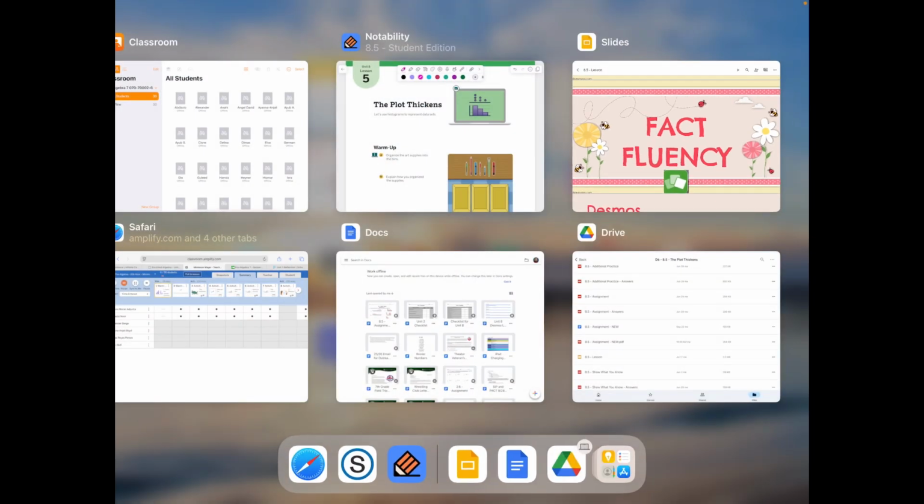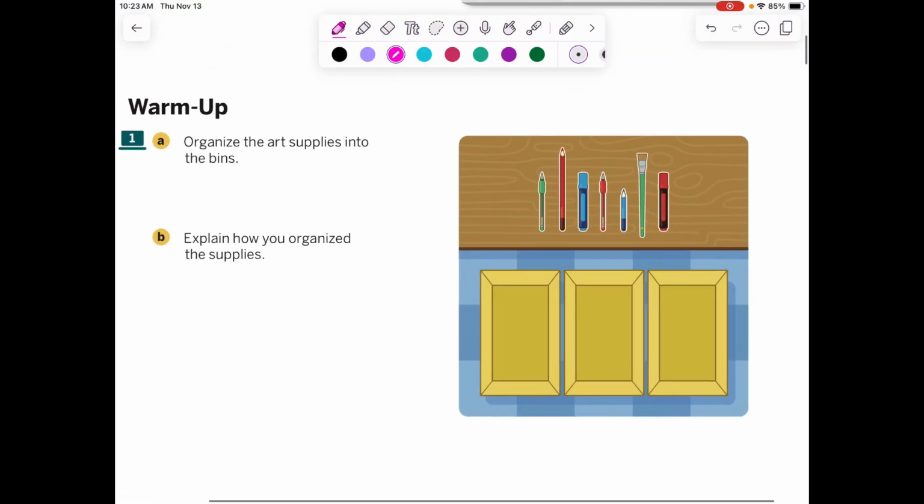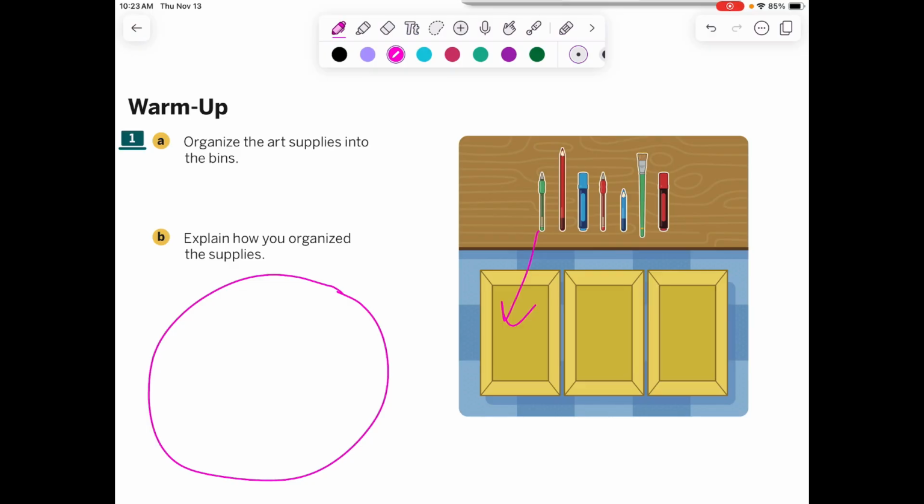Okay, let's get started. So here is our lesson, and this should look exactly like the one that you have. Our lesson today is called The Plot Thickens. So we're going to learn what histograms are. Our warm-up, I'm not going to do this one with you, but you can do it. If you had to organize these art supplies into bins, how would you organize them? You can just draw arrows if you want this to go here, and then tell me how you organized it. There's no right or wrong answer. This is just how you prefer to organize it.